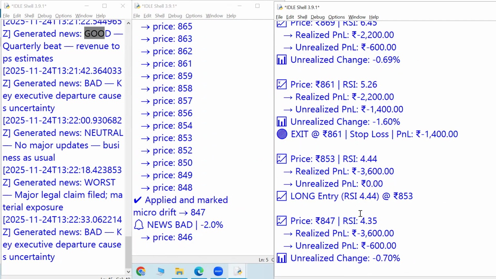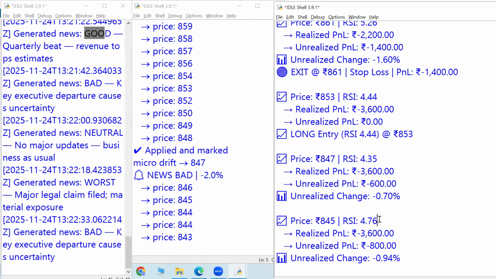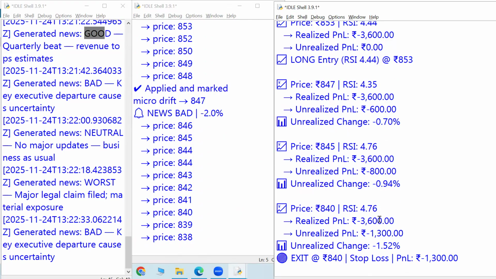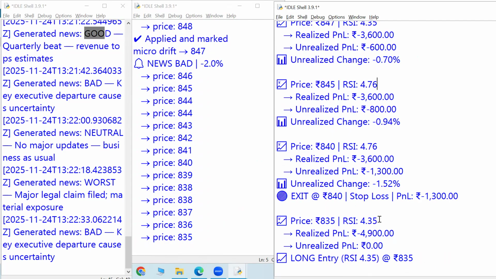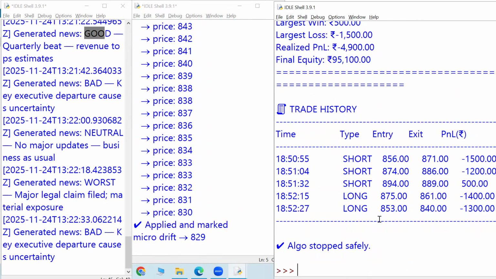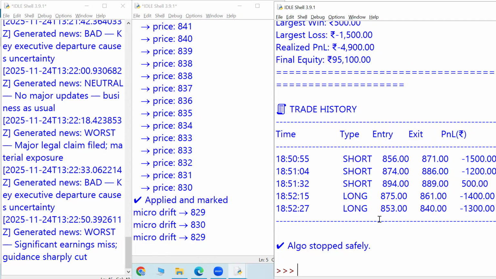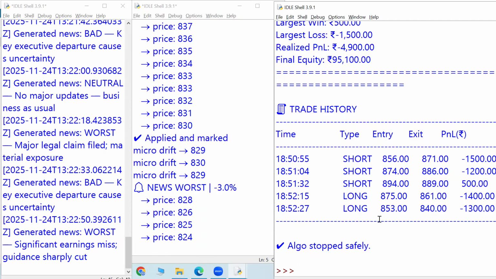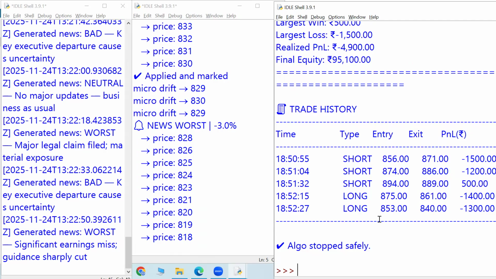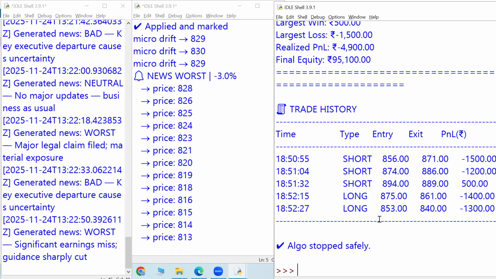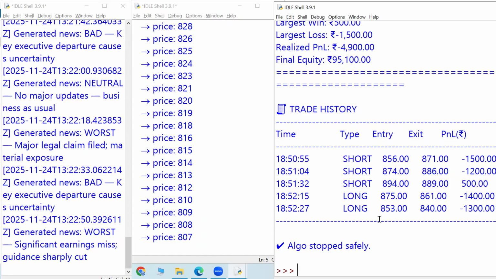For RSI below the value, we must take the trade. Okay, one more stop loss. Great, great. See, the RSI logic is correct. Okay, the algo stops. We blew one more 5%. So that's why people say, why the logic of algo and RSI and other indicators like MACD is not working: because RSI and the other parts do not consider the news flow.